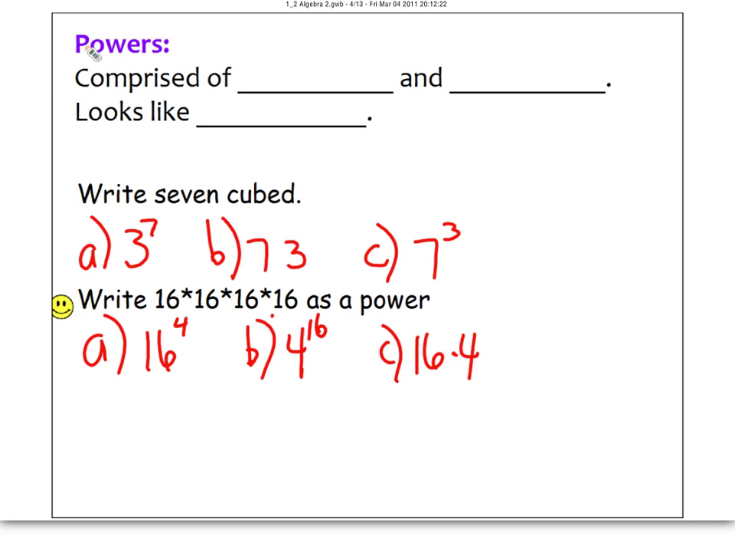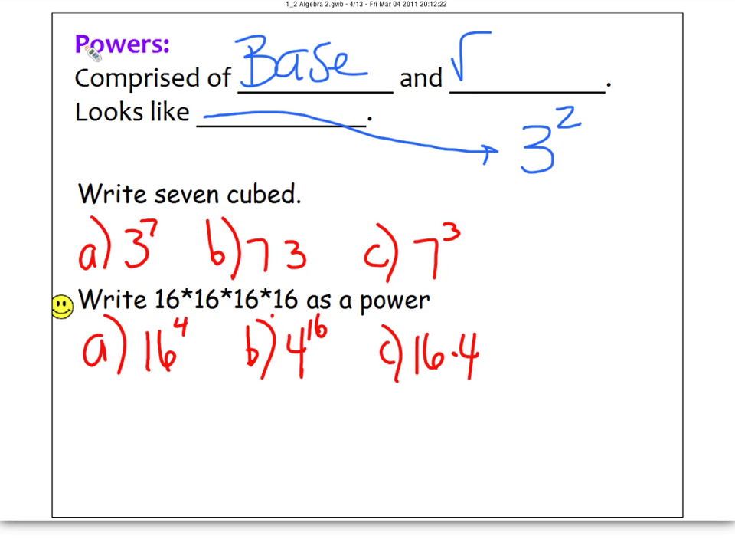Now, sometimes an expression might be made up of powers. What a power is, for example, is like 3 squared. That's considered a power, and that is what it looks like. It is made up of what we call the base and the exponent. The base is the big number on the bottom of it. The exponent is always the little number in the upper right-hand corner of it.